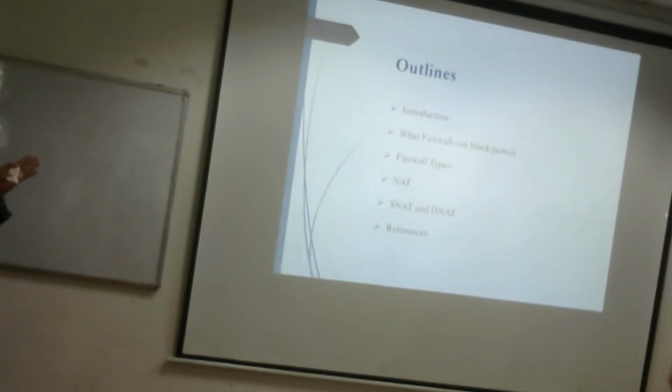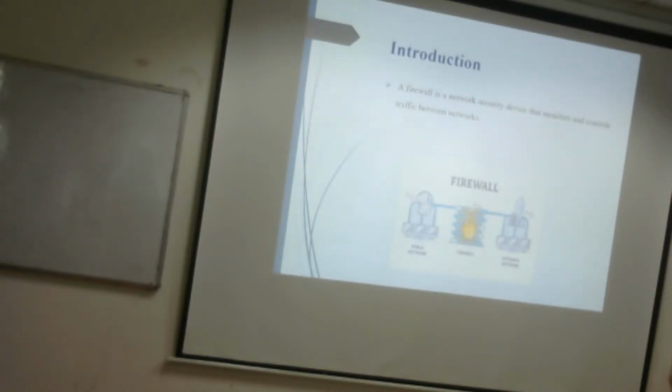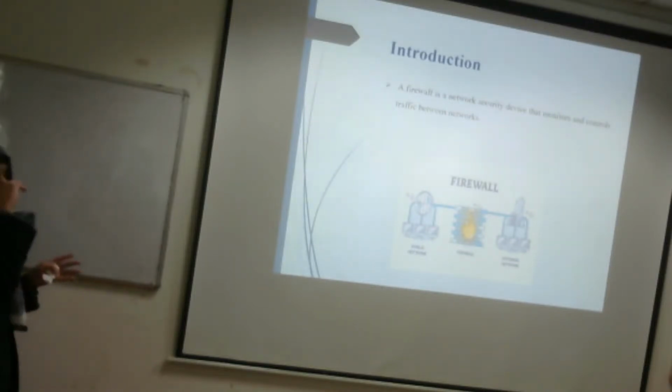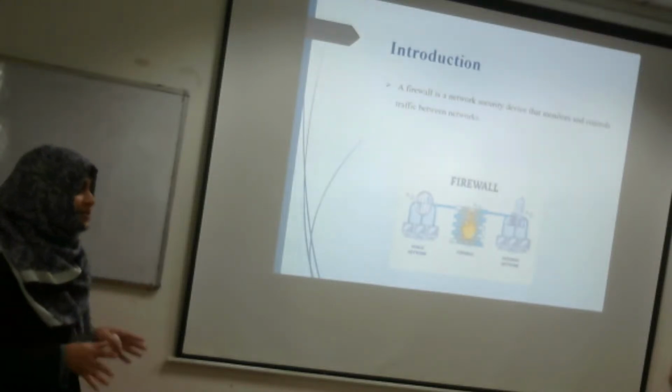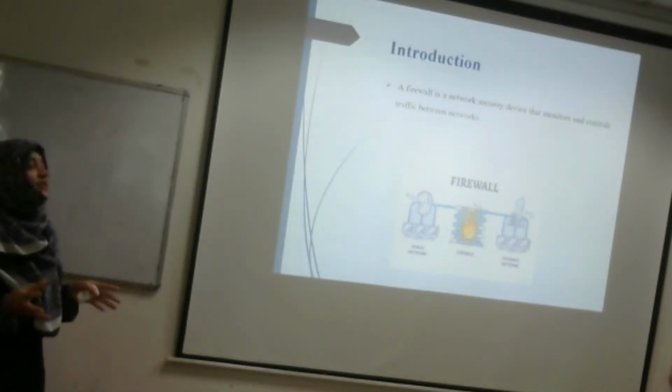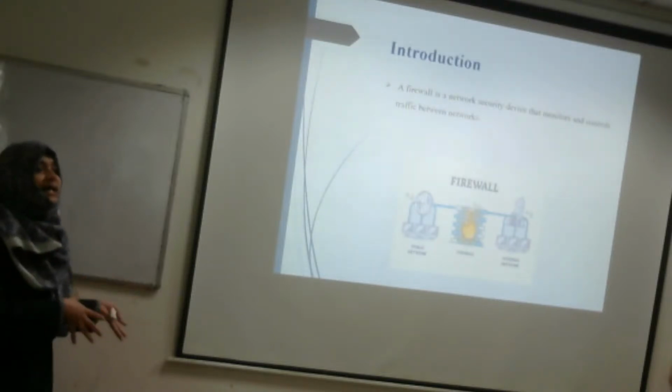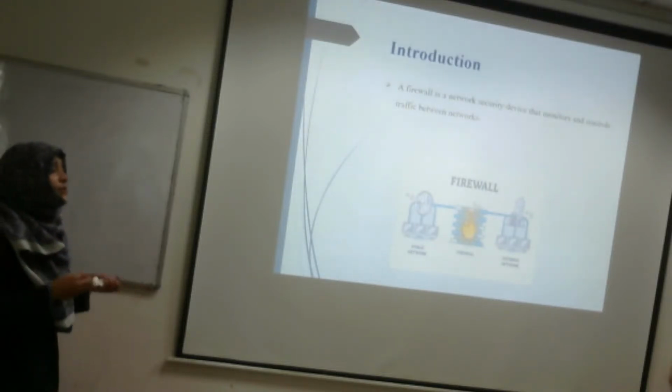These are the outlines that I am going to cover today: introduction, what a firewall can block or permit, types of firewall, NAT, SNAT and DNAT, and references. What I actually understood by firewall is that a firewall is like a security guard who checks who can be allowed to enter the university or any campus and who can be allowed to exit.